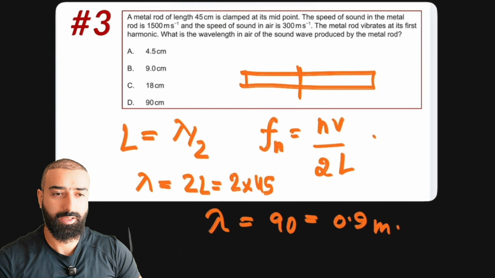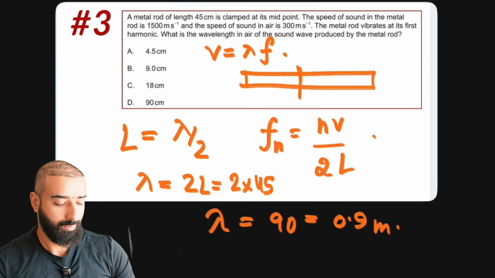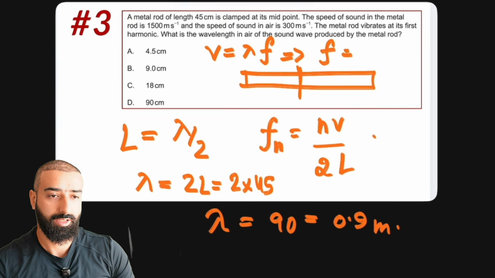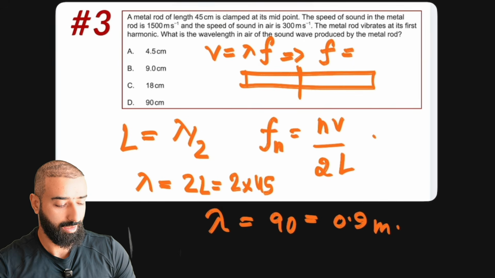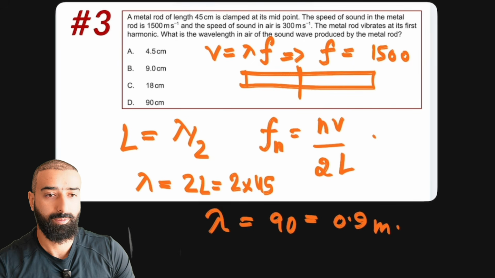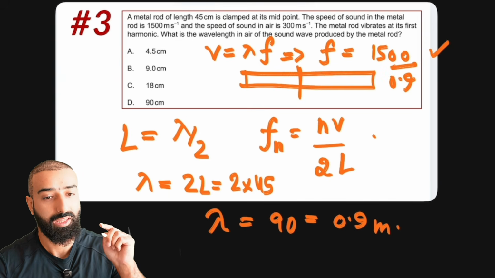Can we find the frequency of the vibrations in the rod? Yes, we can use the equation v equals lambda f. So we can rearrange this and get the frequency as v. Keep in mind, this is the speed in the rod. That would be 1500 over lambda, which is 0.9. So you got the frequency in the rod.